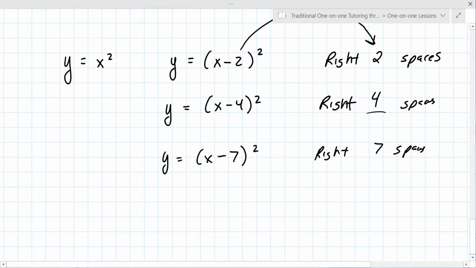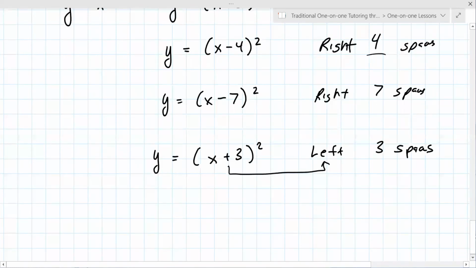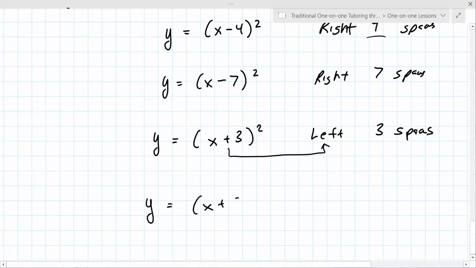Okay, now this is really important. I'm going to say y equals parentheses x plus 3 this time. See how it's plus? This is left 3 spaces because it's plus. The plus means it's left. So if it's y equals parentheses x plus 5 squared, it's left how many spaces? See how it's plus again? How many spaces left is it? 5 spaces. Very good.